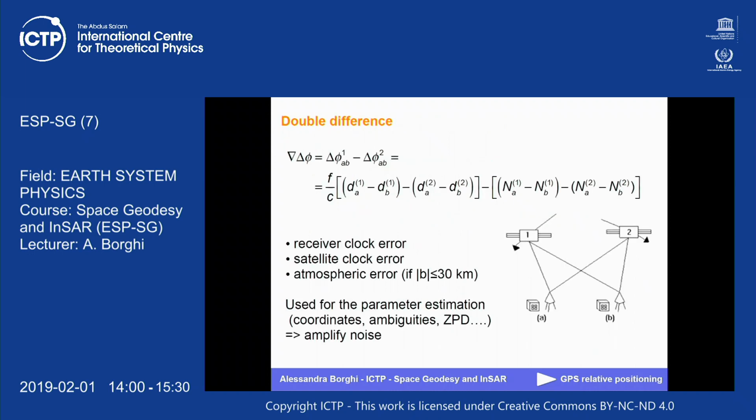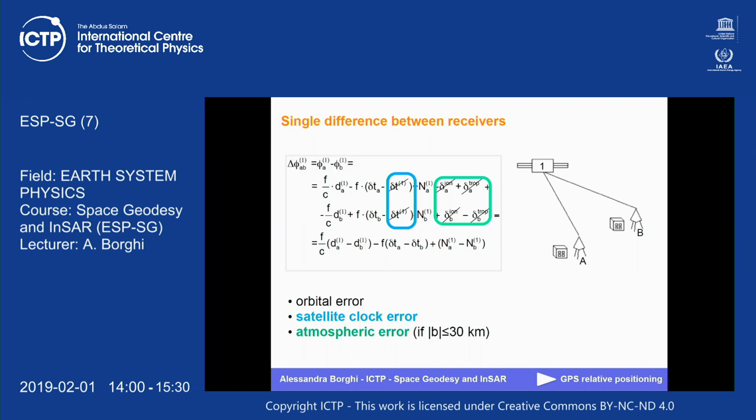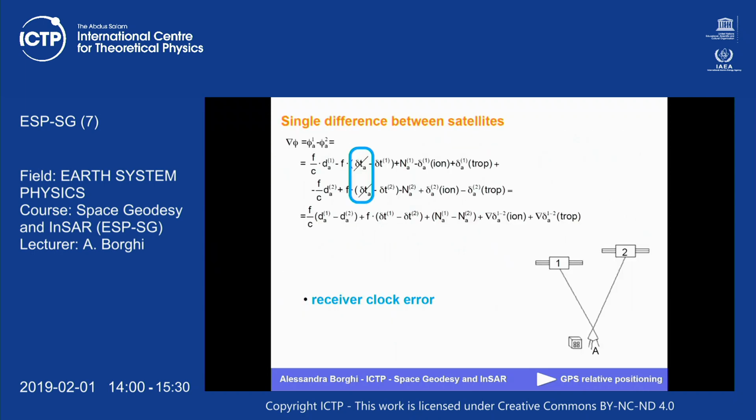Okay, now we have seen that we can compute single differences between receivers. You can see the symbols that I'm going to use. For differences between receivers, I use the symbol delta. It is like a triangle that we can make between the two receivers and the satellite, just to remember. With single differences between satellites, we have the opposite triangle.